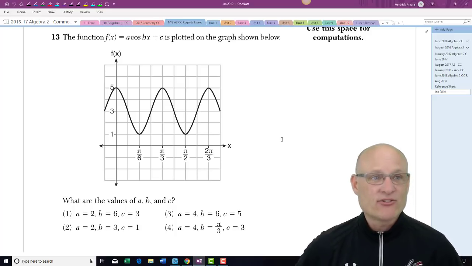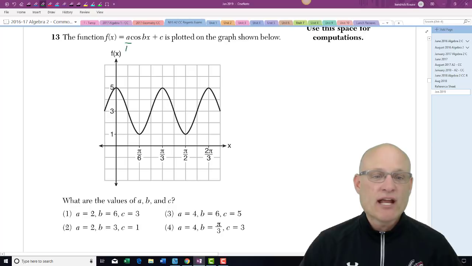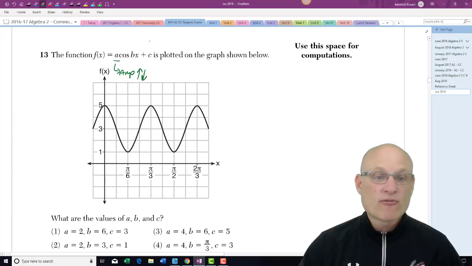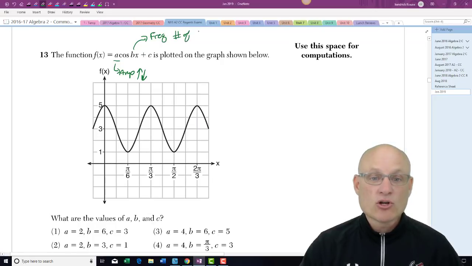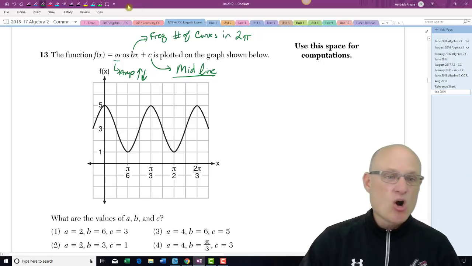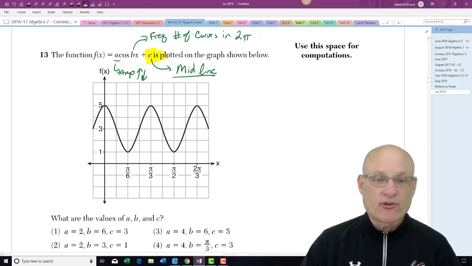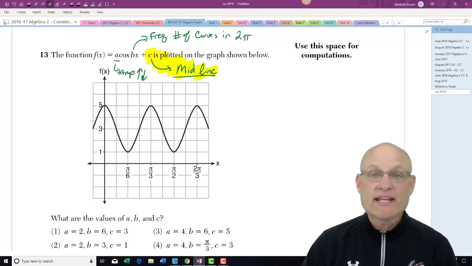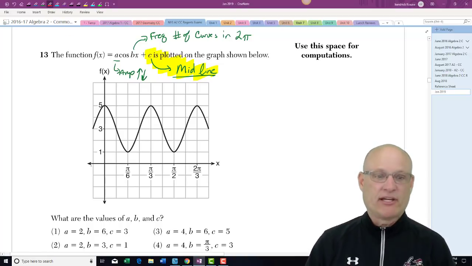This function, f of x, is equal to a, which stands for amplitude, how high up it goes, how far down it goes. B is our frequency, the number of curves in 2 pi. And C, this is our midline, how far up the whole graph shifted. We always start with the midline. I'm not even going to look at the answer right now, but I'm going to start from the midline because putting in that midline is ginormously huge.